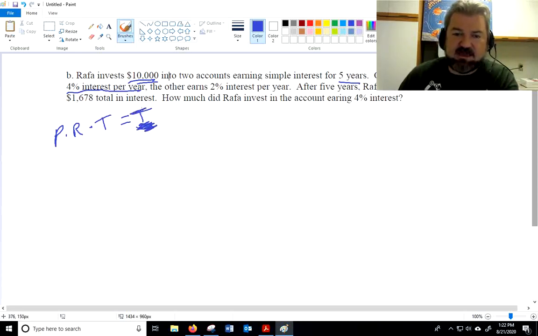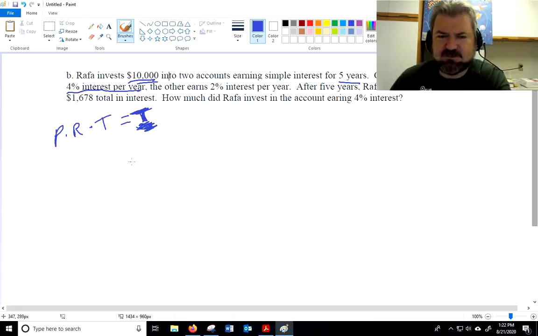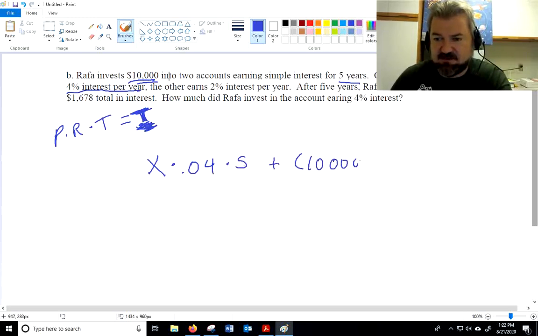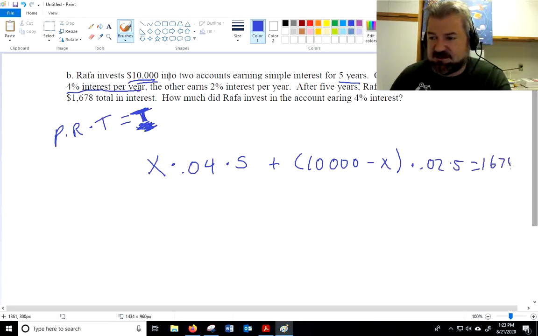Interest is just what the bank or whoever you loan money to or put money in pays you to keep your money. So we have x amount of dollars at 4% interest for 5 years, plus the rest of the money, which is $10,000 minus the x that I spent in the 4% account, times 0.02, also for 5 years. Altogether, that needs to equal 1678. That's a pretty ugly equation.